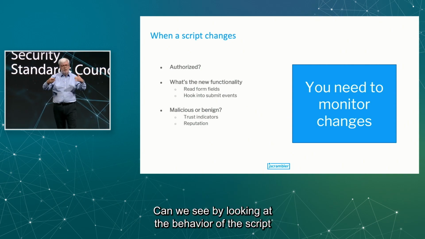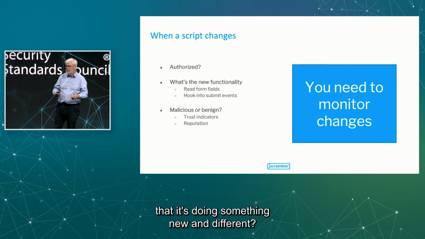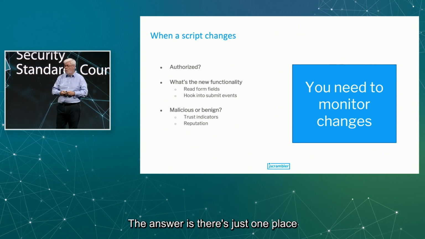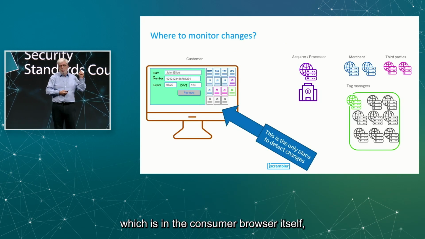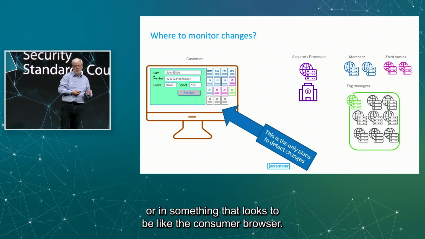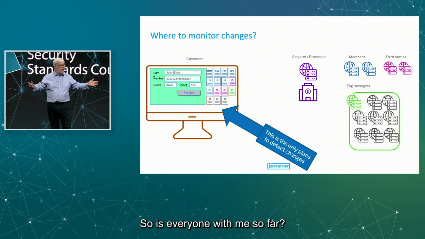Can we see by looking at the behavior of the script that it's doing something new and different? So where can we monitor for all those changes? The answer is there's just one place we can monitor for those changes, which is in the consumer browser itself, or in something that looks to be like the consumer browser. So is everyone with me so far?